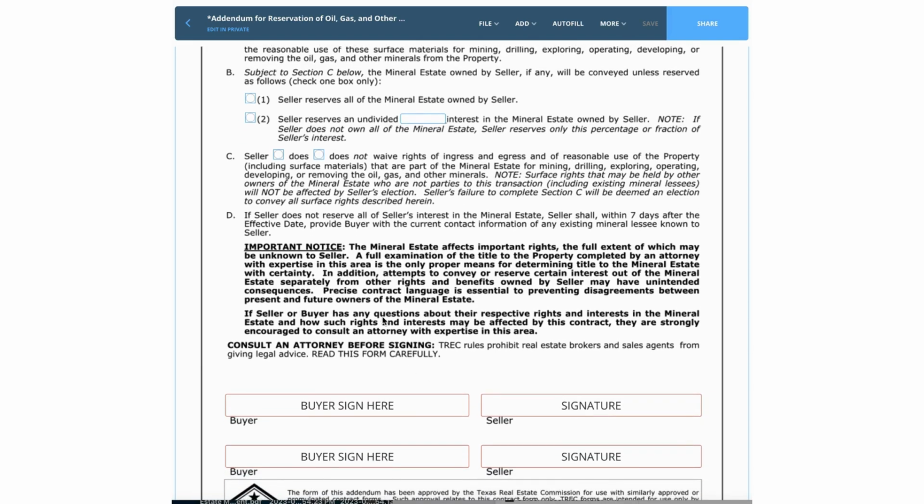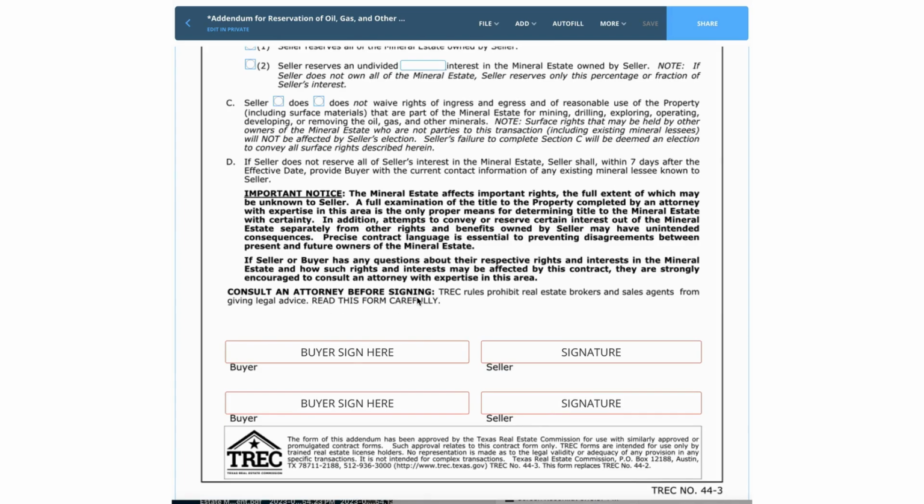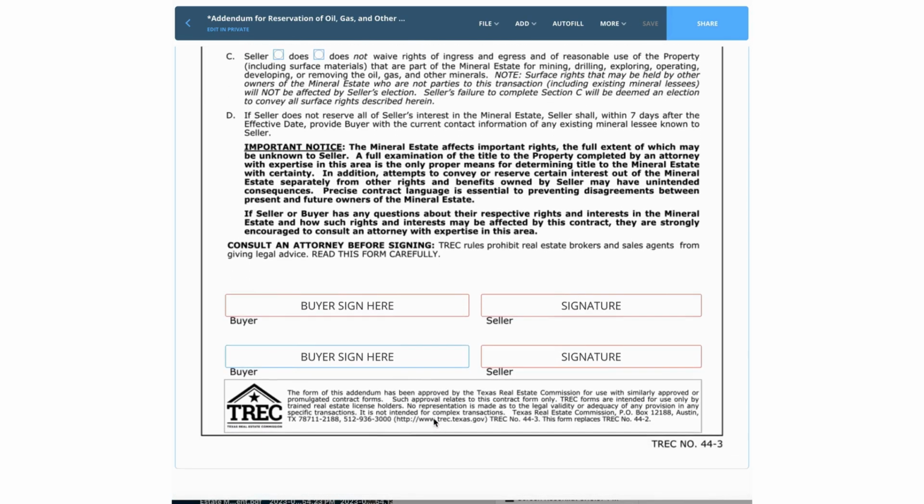If seller or buyer has any questions about their respective rights and interests in the mineral estates and how such rights and interests may affect this contract, they are strongly encouraged to contact an attorney with precise information. They're experts in that area, okay? Expert attorney in the area when it deals with property mineral rights. Bottom line, consult an attorney before signing. TREC rules prohibit real estate agents and brokers from giving legal advice. Read this form carefully. Then you have your seller's signature and your buyer's signature. Very clear, straight to the point.